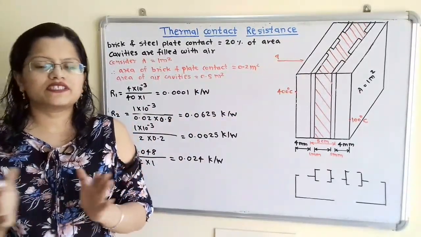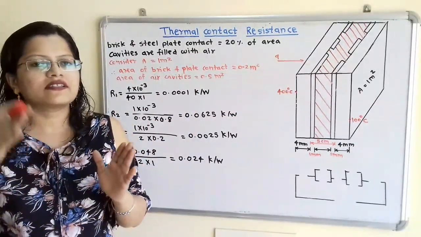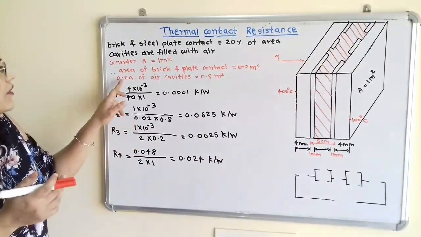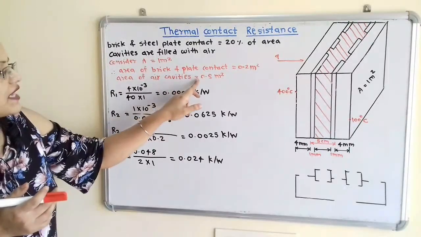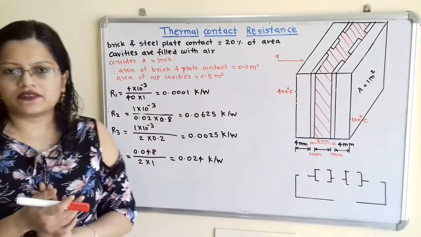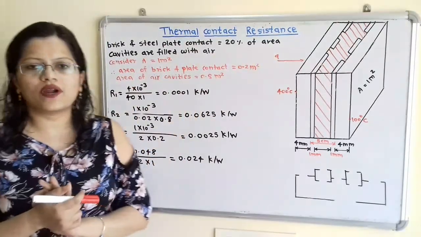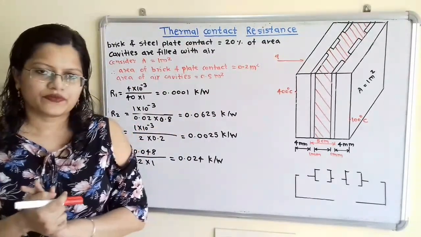It is also mentioned that the remaining are the air cavities. So area of air cavities, that is equal to 0.8 meter square. So if we add 0.2 plus 0.8, that is equal to 1 meter square of area.